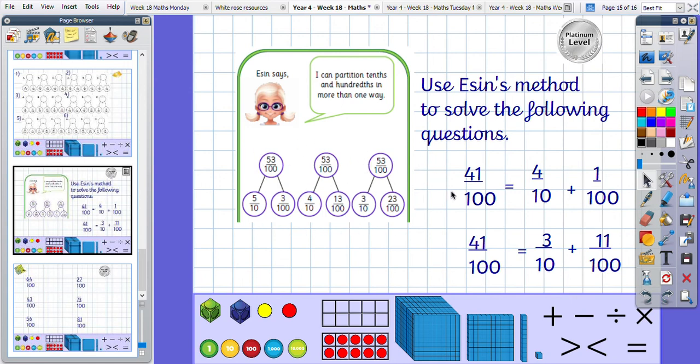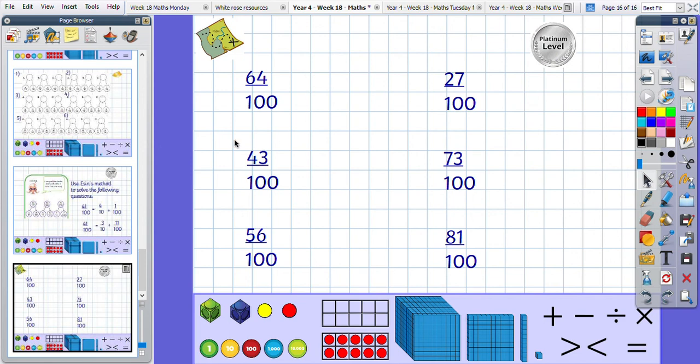And for platinum, you are going to do the same thing. So using her method, you would partition your question 3 different ways using part-whole model. Okay. I'm not going to give you any more input into your platinum because you now should be able to do this independently if you are working on platinum level.